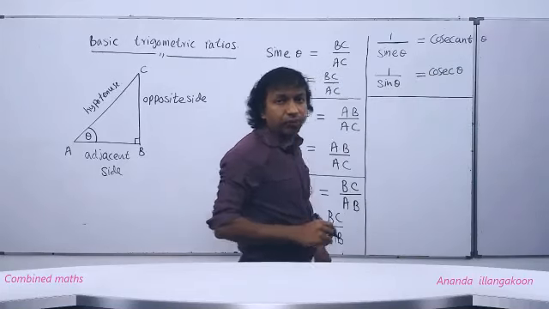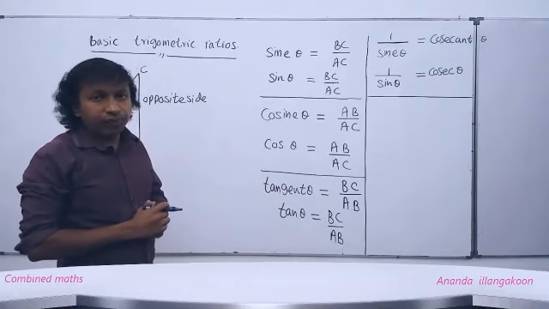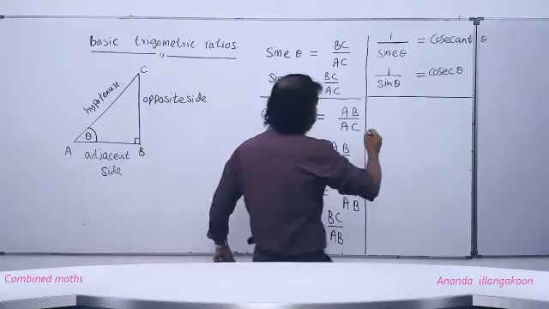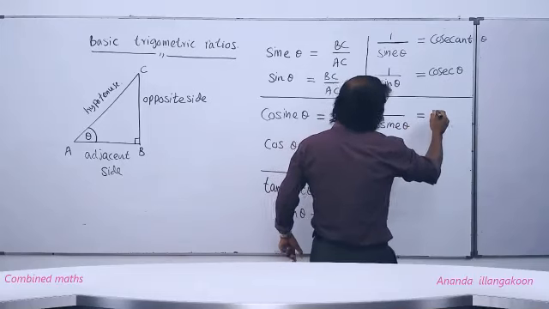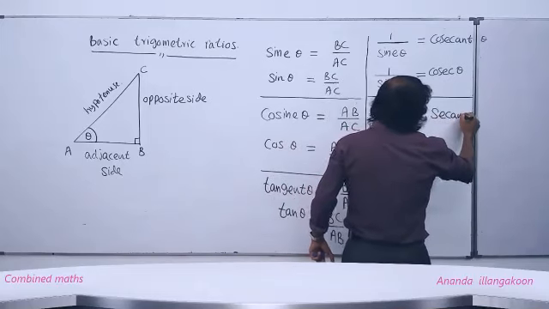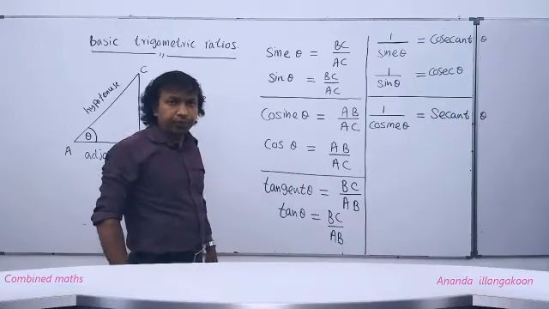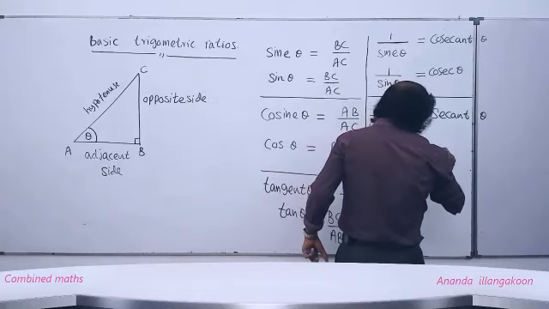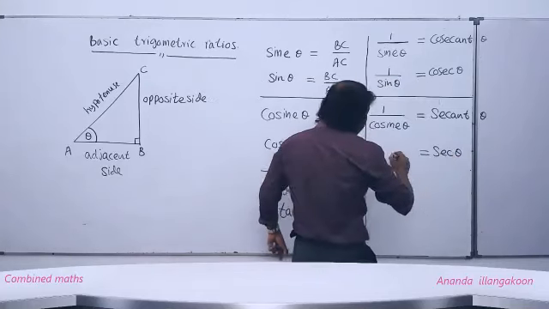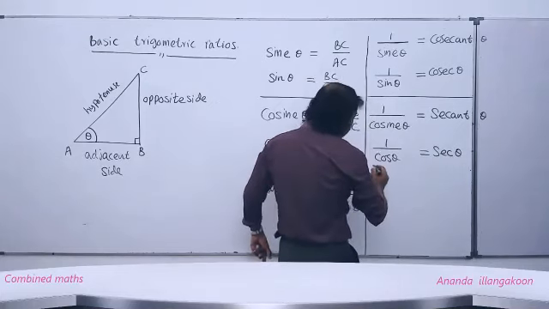Another one more we have. That is the reciprocal of cos theta. This way. 1 upon cosine theta. This is known as secant theta. But this secant theta we write as sec theta. Right? And this is cos theta. 1 upon cos theta, therefore, we write as sec theta.